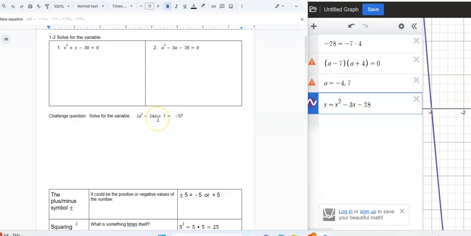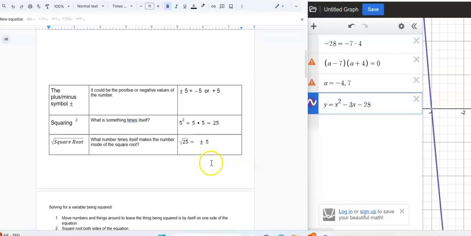So the challenge problem is basically the same thing. Just got to subtract 7 first and divide by 2, and then you'll notice it's the same type of problem. Actually, no, I'm sorry, you don't subtract. You add 57 to both sides, and then you can just divide by 2, and then it's really the same type of problem as 1 and 2.